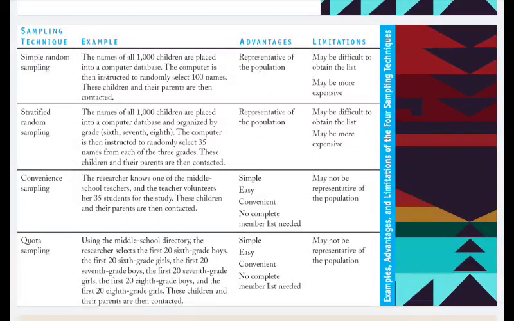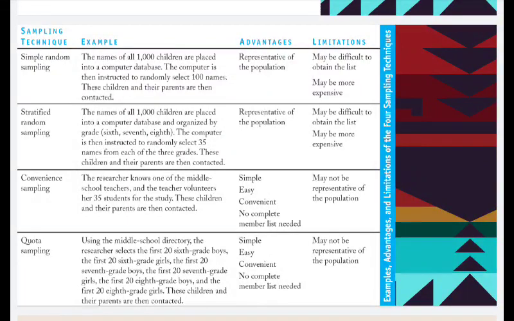The next part naman is the convenience, okay? Sampling technique convenience. Example dito is that the researcher knows one of the middle school teachers and the teacher volunteers 35 students. So, kakilala niya yung teacher, no? Convenient, no? May kakilala. Now, these children and their parents are then contacted. Advantage, it is simple, easy, convenient. No complete members list needed. And limitations dito, pwede niyang hindi mabigyan representative yung population.